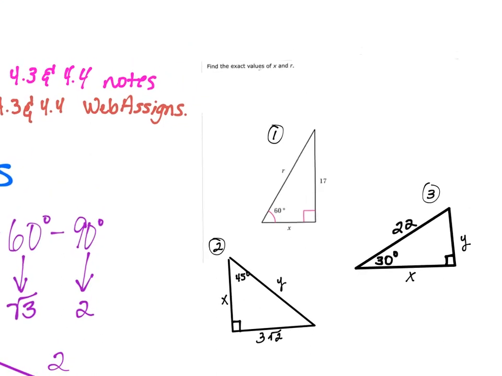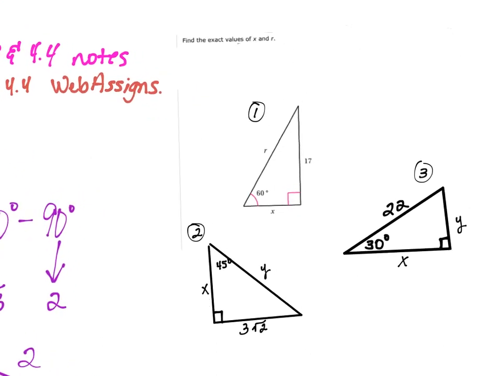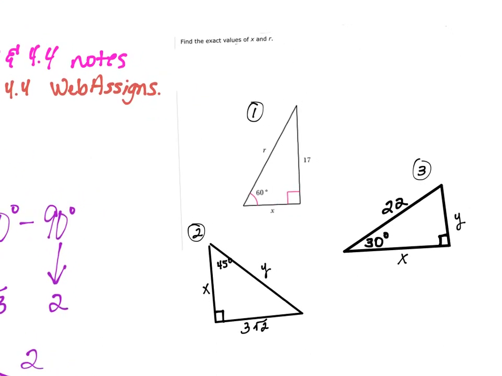If I have a question like 1, 2, and 3, we're going to do all three of them. You guys have to answer, and it'll say in bold, underline. It'll either say you want exact, no decimals, which means you leave it as a square root, or it'll say round to the nearest whatever.